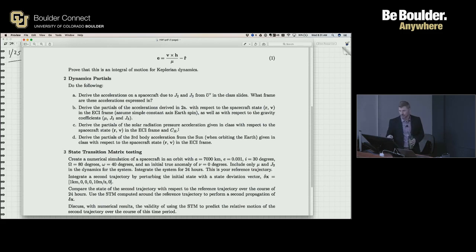Questions? Hopefully not? Okay. Similarly, we're going to derive the partials of the solar radiation pressure acceleration. That's in the slides today. Again, with respect to the spacecraft state and CR, which you'll see in the equation if you don't recognize that. And then same thing with third body acceleration from the sun. So assuming our spacecraft's in an orbit about the Earth, the state is the spacecraft state with respect to the Earth in the ECI frame, there's a third body acceleration caused by the sun. We need the partials of that. Okay? Does that make sense to everybody? Hopefully for those of you who might not be 100% clear, when we talk about things today, it'll clarify things. And if not, obviously ask questions. Okay. All right.